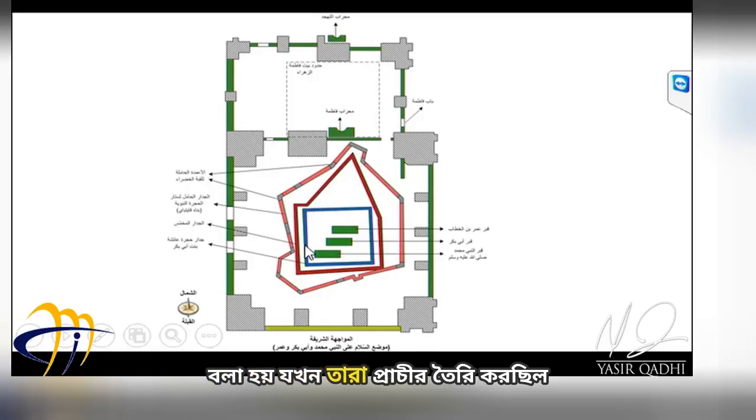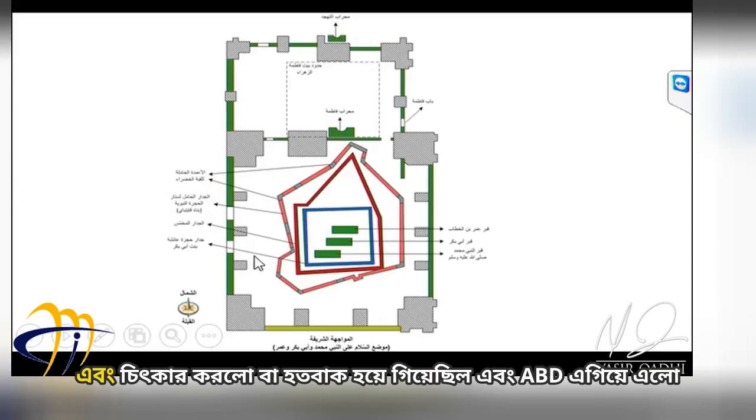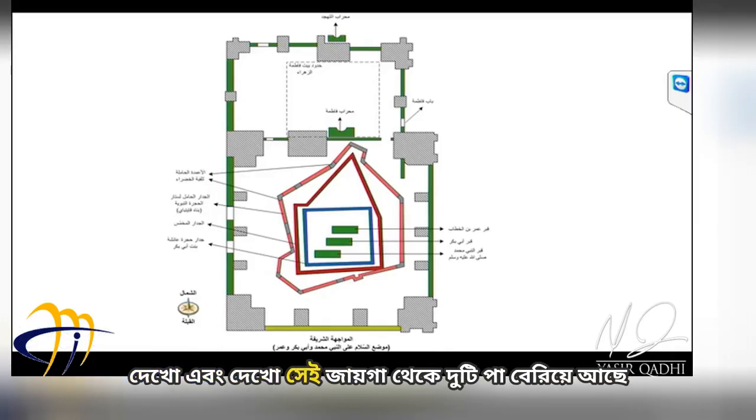It is said when they were building the wall, and this seems to suggest that they destroyed the original wall, one of the workers jumped up and screamed or was aghast. And Umar ibn Abdul Aziz came forward, and he also was about to scream, because lo and behold, there were 2 feet protruding from that place.